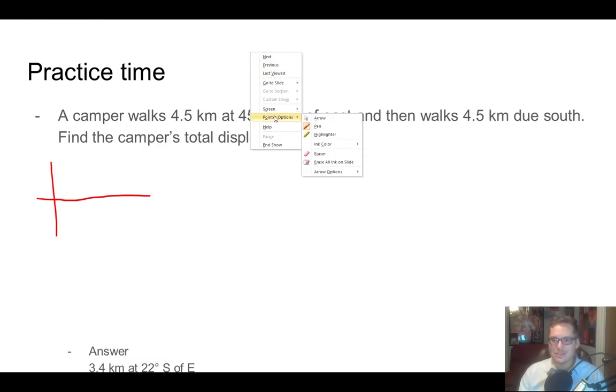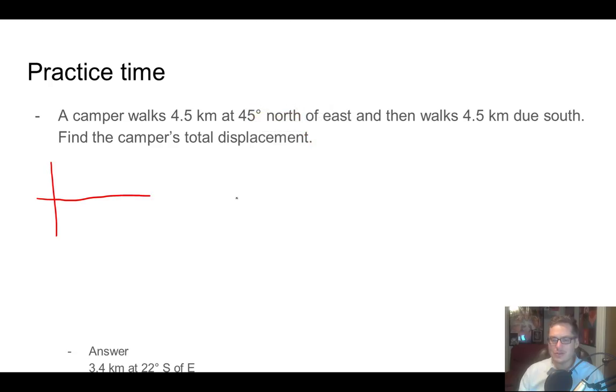Oh, let's change our color here. What do you think? Oh, let's do blue. All right, so let's see, 4.5 kilometers north of east. So we got 4.5 kilometers, so we'll go this way. We'll say it's 4.5, all right? And it's 45 degrees north of east. So there's our east, and there's our north, so we're north of east, so that's 45 degrees.